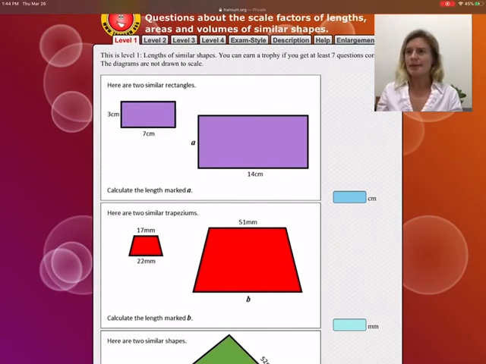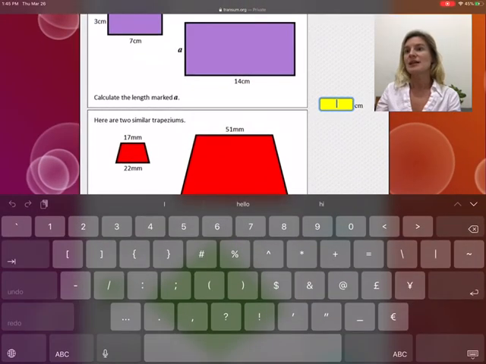What has happened to number 7 to make it into a 14? How can we get a 7 to a 14? 7 times what equals 14? Have you got it? And then we're going to take that number and we're going to times the 3 by that number, and that will give us the length marked A. Once we've got our answer, we have to write it in that little blue box on the right hand side. We're going to type in our answer.